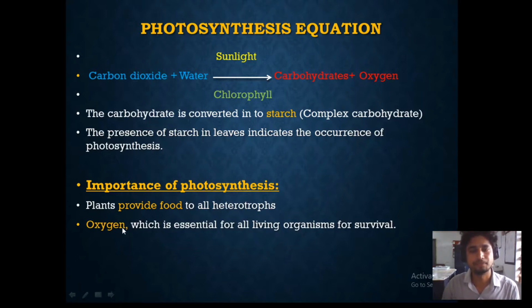And oxygen, very important, is produced by the plant. Whenever they are undergoing photosynthesis, they are producing the oxygen, which is essential for all living organisms for our survival. So plants are giving us the oxygen and the food. How nice this is. That's why we need to protect the plants, save them, and keep the green carpet on this planet Earth.